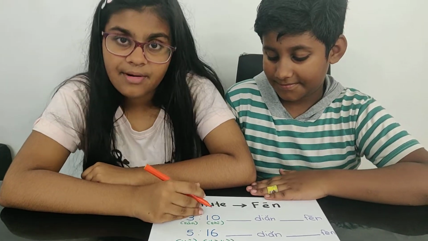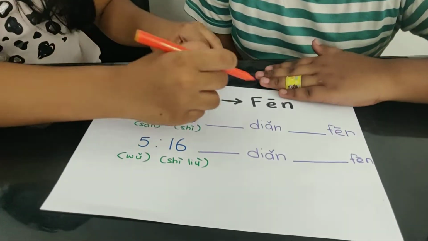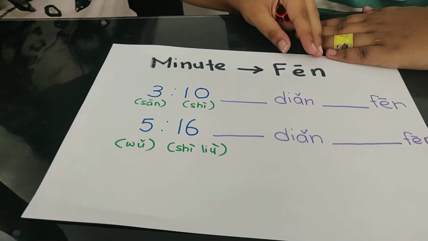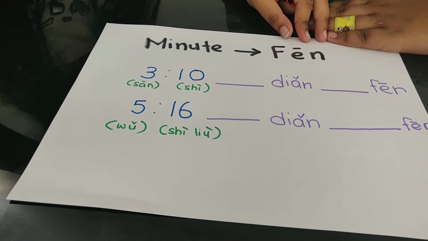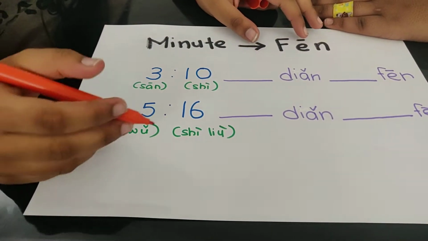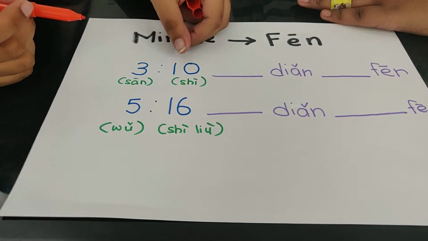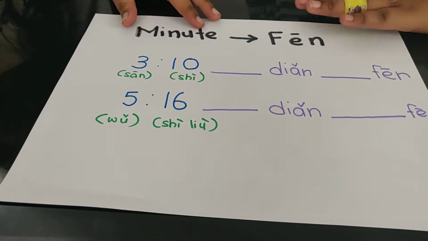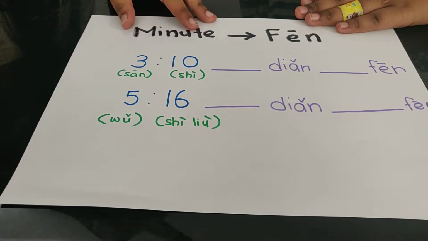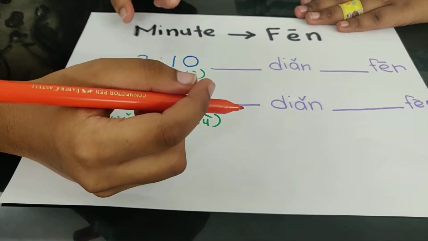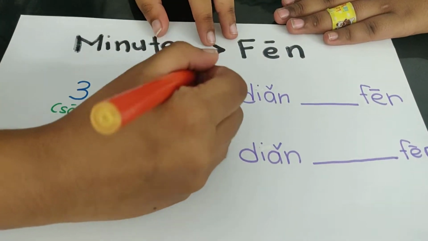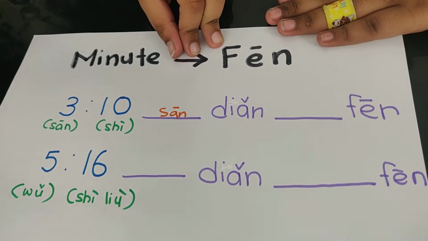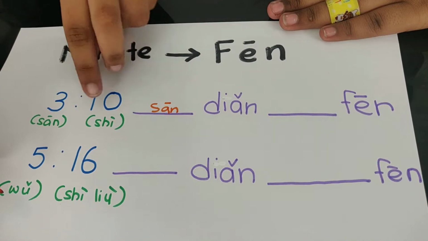Now we are going to learn about the minutes. So minute in Chinese is fen. So now we are going to write the hours and the minutes. So for example, 3:10. So the 3 is san, 10 is shi. So where are we going to place these numbers? How many hours is it? It's 3. So here it will be san. So it's san dian. So it's 3 hours. So that's without the 0 here.